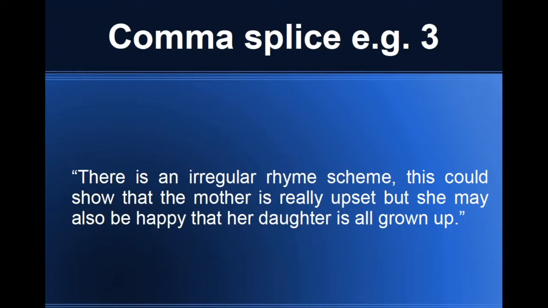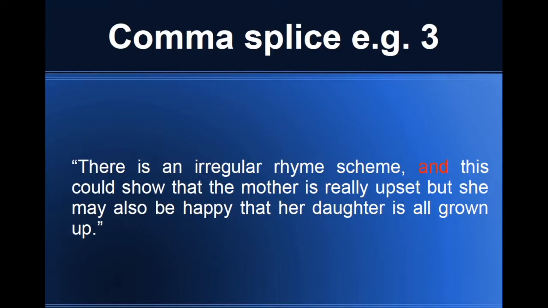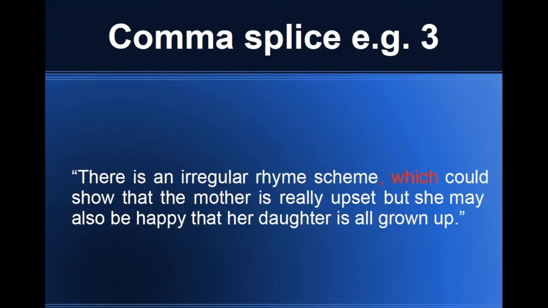So what could you do? You could add the conjunction and after the comma, or you could keep the comma and add which. And this is a very underused word, but it works very, very well here. It helps the sentence to flow. And in this case, the second part of the sentence is now dependent. It couldn't be a sentence on its own, because you couldn't start a sentence with which could show. But that's fine because it's attached to an independent clause, which is the first part.